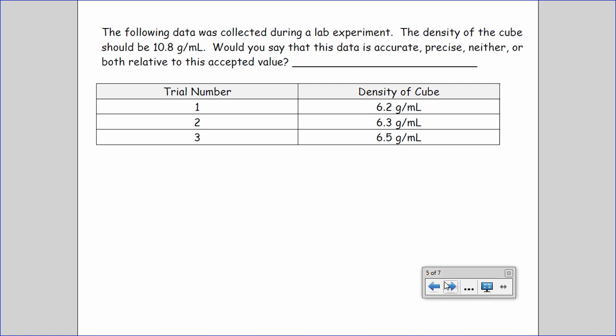Okay, so you have thought about it. These results are actually quite tight in a group. So this is a very tight group. So that means they are precise, but they are far, far away from the target of 10.8. So I would say they are precise, but not accurate. Okay. The results are consistent, but they are not on the target that is expected.